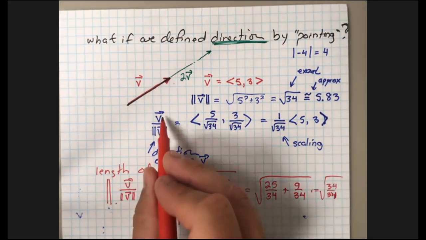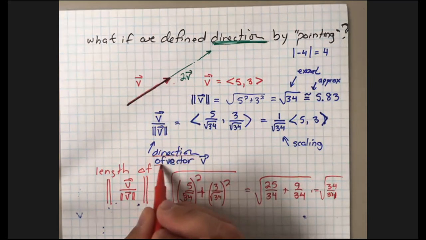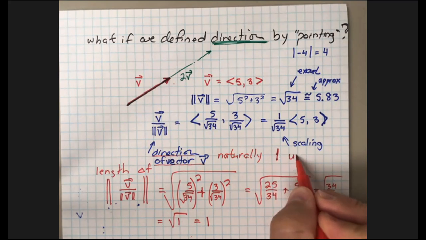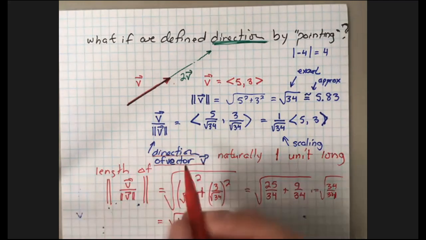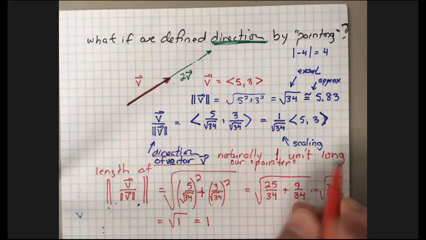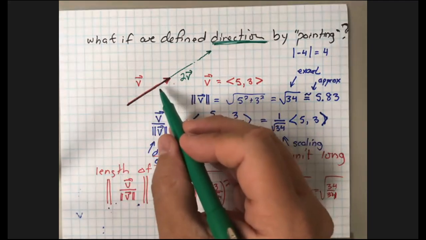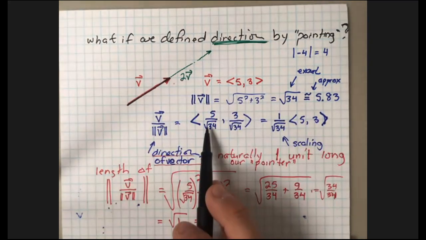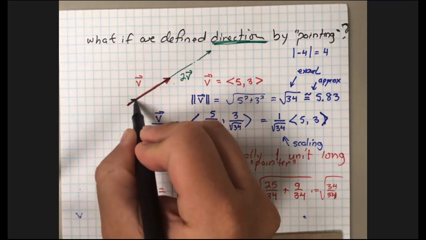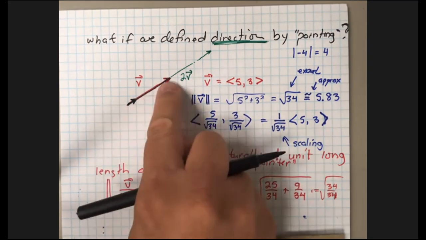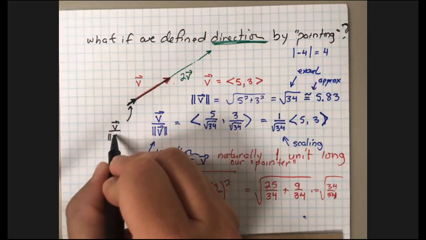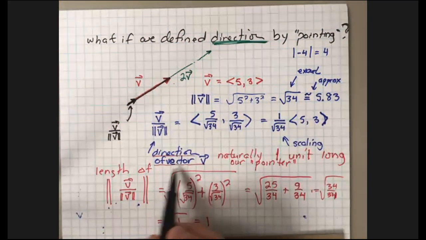This vector that I call V over mag V, this vector that I call the direction of vector V, is naturally 1 unit long. And this is our pointer. I'm not going to be able to do this super duper on this paper right here, but let me draw a vector 5 and root 34 that is exactly 1 unit long. That means one box. So it's going to be a little bit shy of there. And it's going to be doing what? Following the vector V. This vector right here is V over mag V. And most people commonly refer to that as the direction of the vector V.